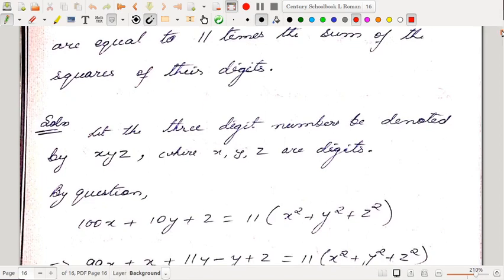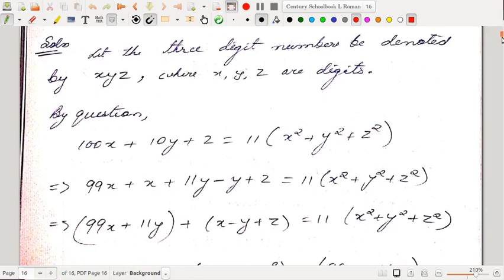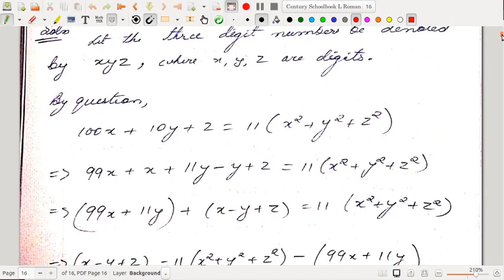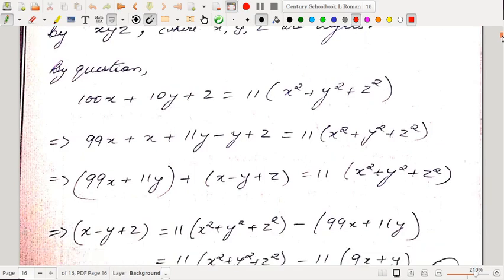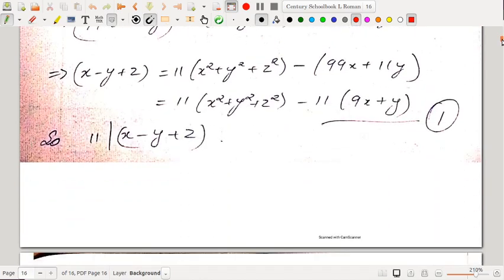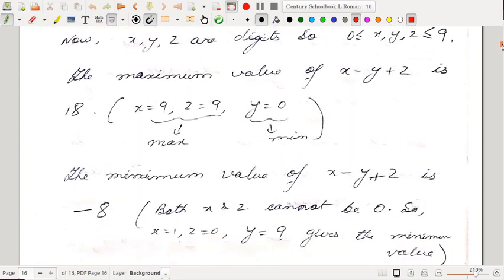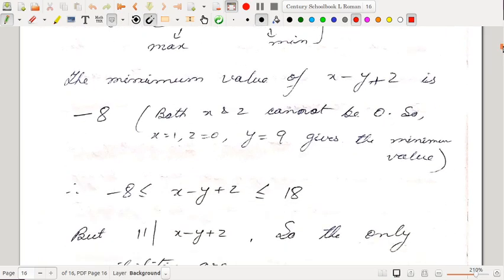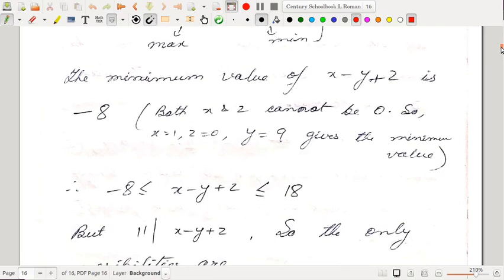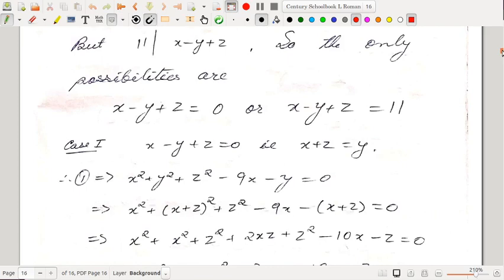Let the three-digit number be denoted by xyz. Then by the given condition we get 100x plus 10y plus z equal to 11 times of x square plus y square plus z square. Okay, and from there we come to the conclusion that 11 divides x minus y plus z. Since x, y, z are digits, we saw that the maximum possible value of x minus y plus z is 18, and the minimum possible value is minus 8. Okay, and so x minus y plus z is divisible by 11, means that there are only two possibilities: x minus y plus z is 0 or x minus y plus z is 11.